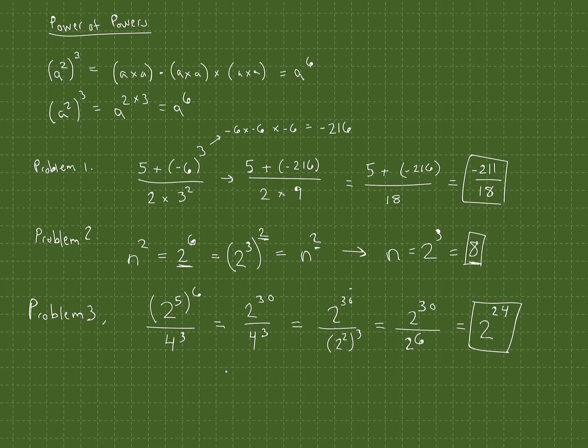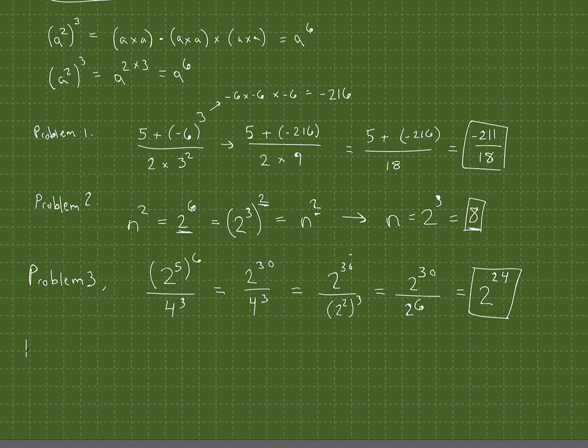Here's a good one. Problem 4. Okay, problem number 4. 100 raised to the 3rd power equals 10 to the what? 10 to the n. What is n? Well, let's change 10 into 100. So that would be 100 squared. And 100 cubed.